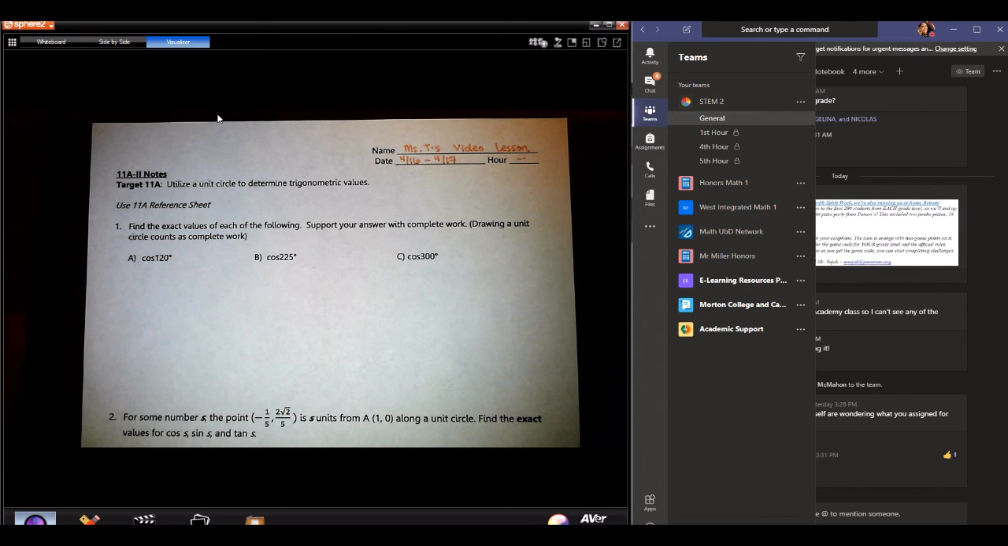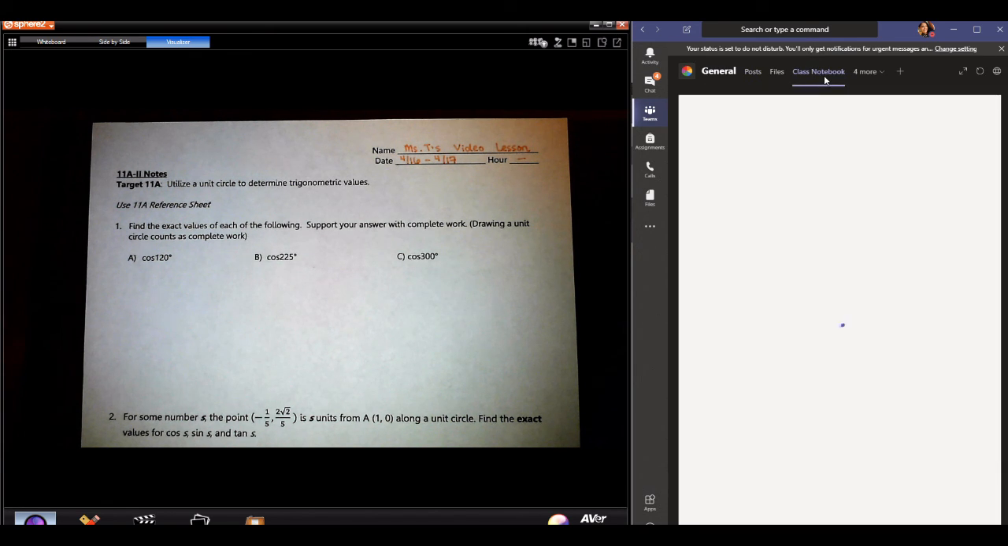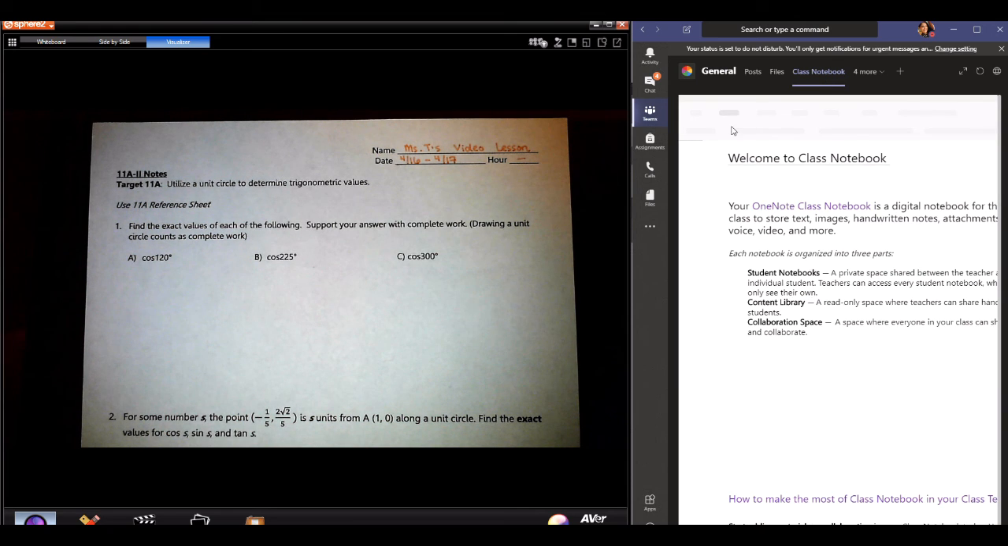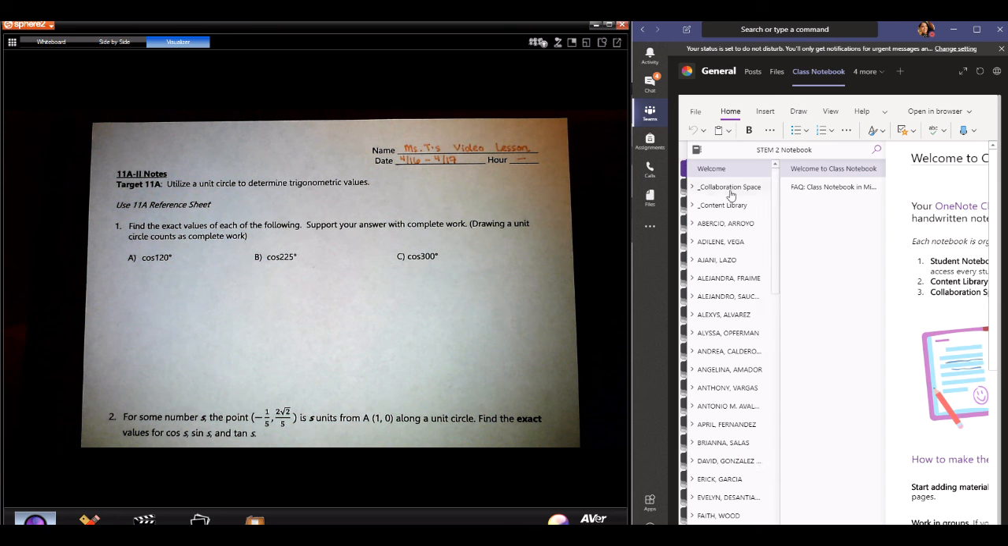The first thing I want to show you is how to get to the 11A reference sheet. To find that, you're going to go into STEM, the General channel. From there, you're going to find the Class Notebook tab. Once that loads, we're going to go into the content library. It should also be in your personal notebooks. So go ahead and go into the content library and go to KC11.